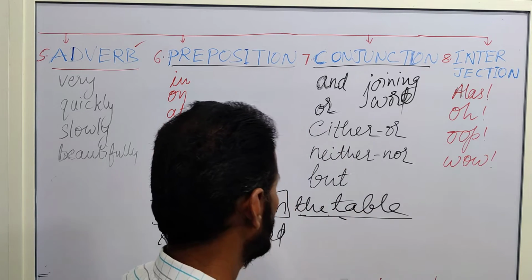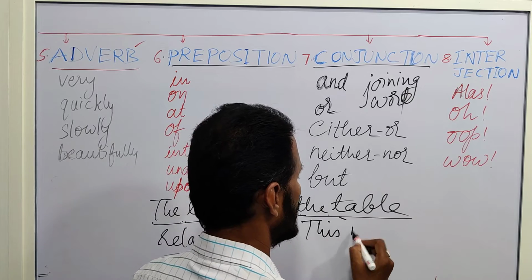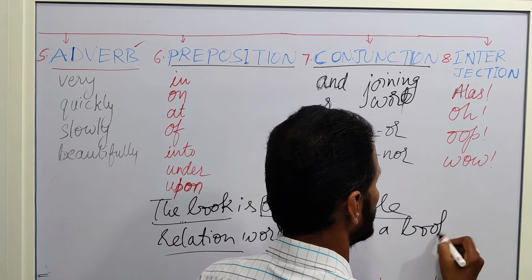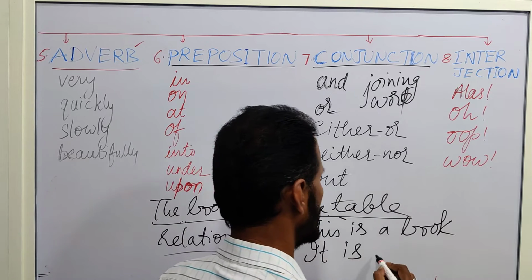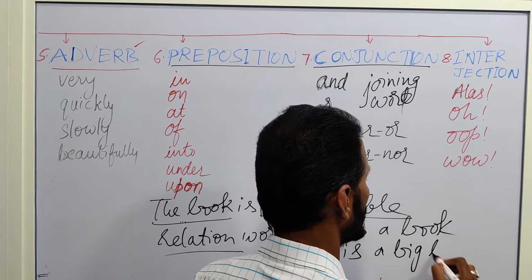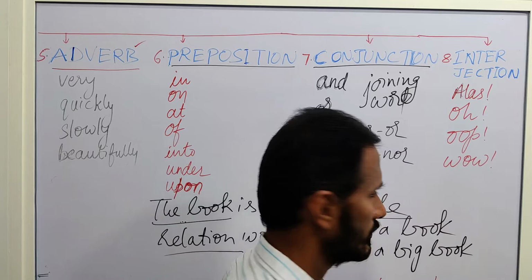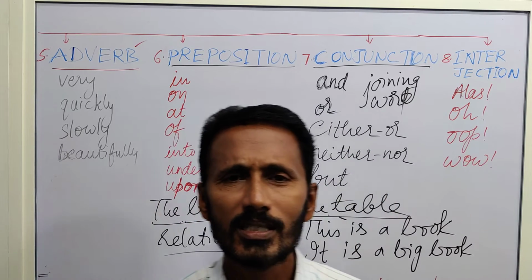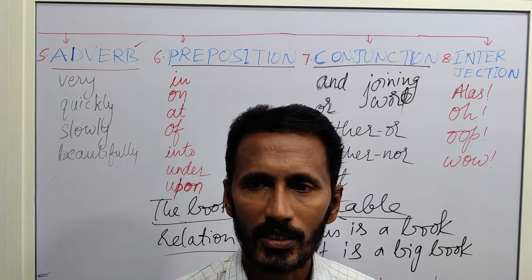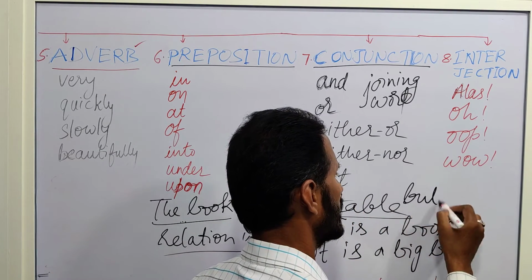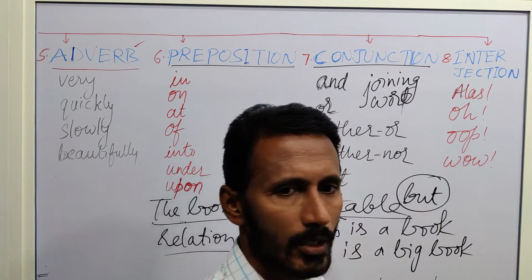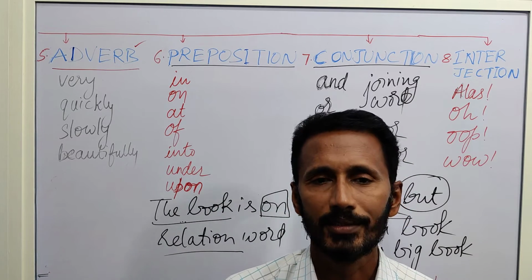For example, this is a book. It is a big book. This is a book, but it is a big book. So the word "but" joins two meaningful sentences.